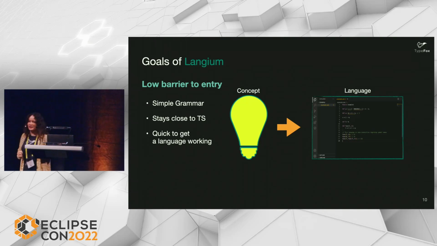If you're familiar with Xtext, the grammar of Langium is Xtext, but with some extra constructions. You already know how to write Langium grammar if you know Xtext. Otherwise, if you're familiar with Backus-Naur form, you also already understand it's pretty intuitive how to write grammar in Langium. Besides that, Langium stays close to TypeScript. Everything that is generated, all the services, are in TypeScript. Finally, it's quick to get a language working. So concept, language.